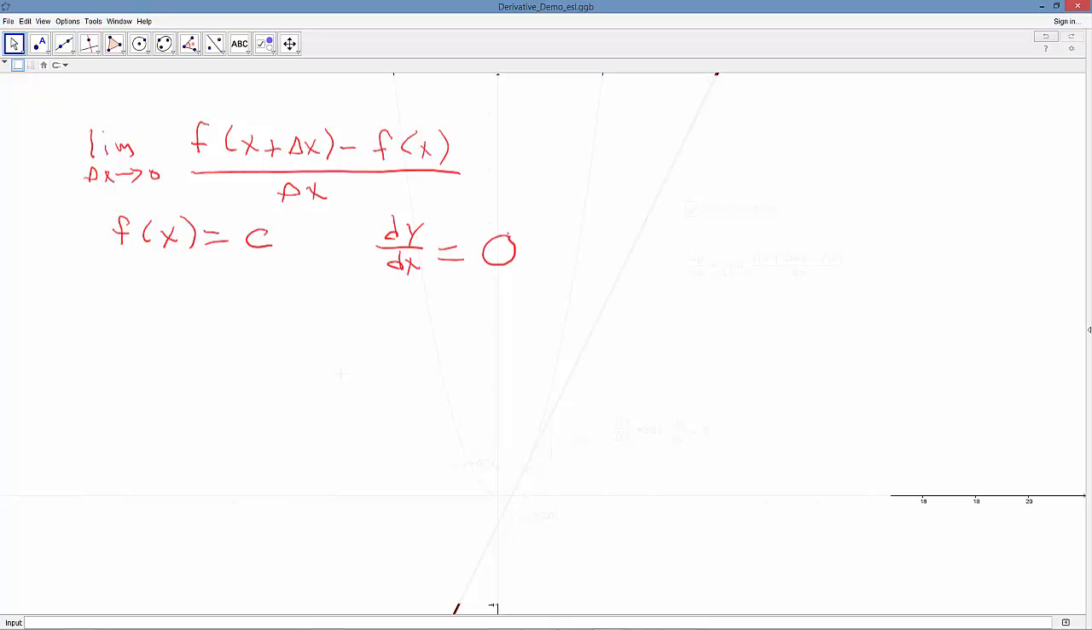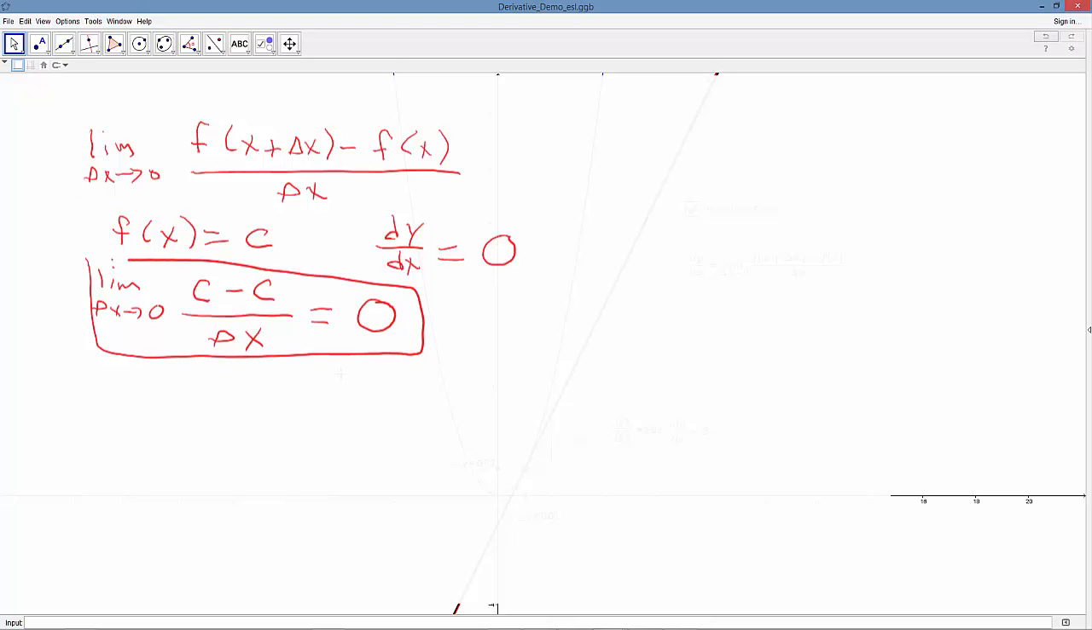So let's go ahead and plug it in. So we've got the limit as delta x approaches 0. So our f of x plus delta x is just c, because it's a constant function, minus f of x, which is just c, over delta x. And in this case, the delta x doesn't matter because the function is constant. So we'll get c minus c in the numerator, which will be 0. And as long as the points are different, we'll get a derivative of 0 for that. And so we get the expected value. So we've got a horizontal line, its slope is 0, and the derivative comes out to be 0.